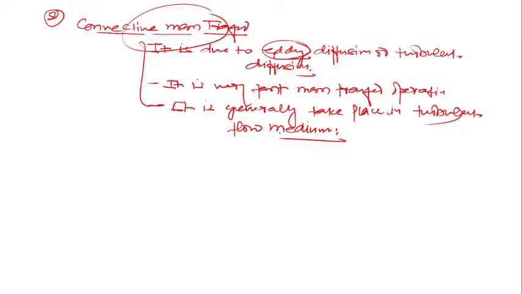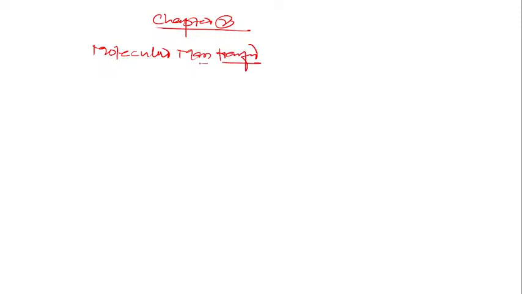So now this was a very basic introduction about mass transfer. Now I am going to discuss chapter 2, that is molecular mass transfer. Chapter 1 was only introduction, now chapter 2 is only for molecular mass transfer, which is due to molecular diffusion.